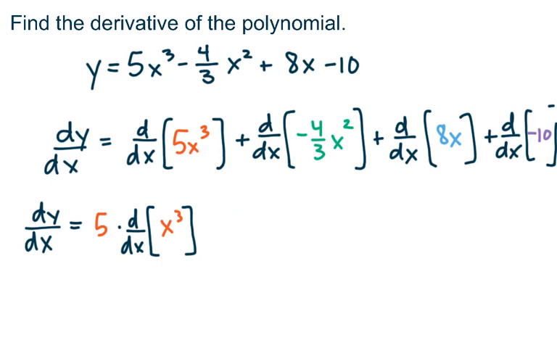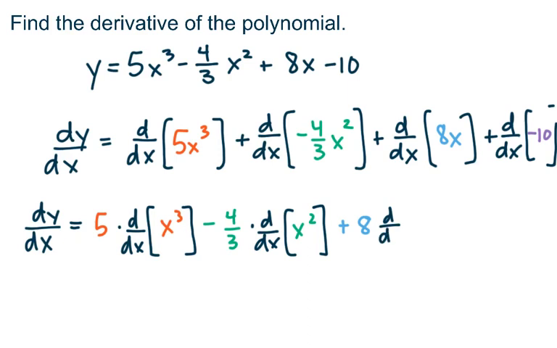For the next term, I can pull out negative 4/3. So then I have times the derivative with respect to x of x squared. I would have plus 8 if I factor that out, times the derivative with respect to x of x. And then this last one here, that's the derivative of a constant. I'm going to go ahead and write that as 0. The derivative of a constant is equal to 0.